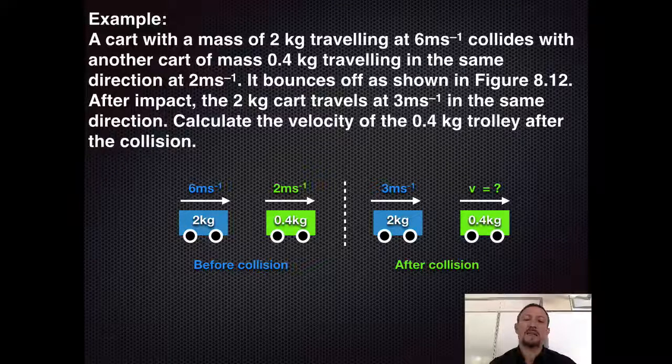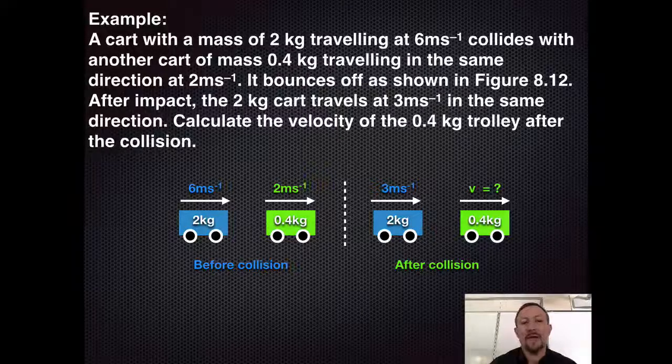So you can see there's the before collision. You've got the two carts. I've got the 2 kilogram in blue and the 0.4 kilogram in green. They're both going in the same direction with 6 meters per second and 2 meters per second. Then they collide, because obviously the blue one's going to catch the other one up, and it bounces off as shown in figure 8.12. Figure 8.12 is actually the diagram on the right hand side.